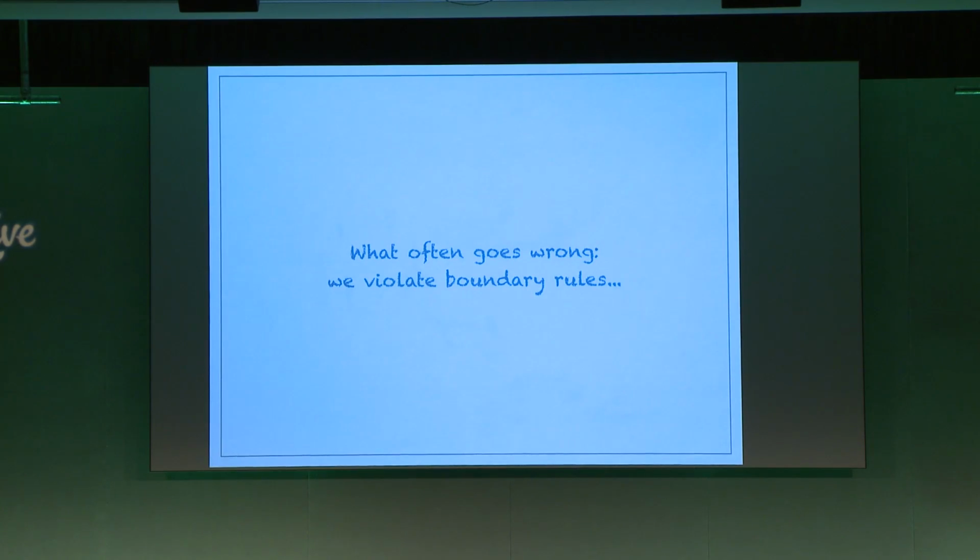You skipped right through the middle of application level. Yes, I will show you the slide again. It's a bit like a trick question because I talked about this with confidence, but then it's wrong, in fact. So yes, what often goes wrong is we violate boundary rules, and you have to be very much aware of this. So this was the slide.